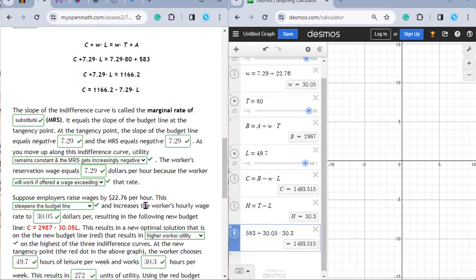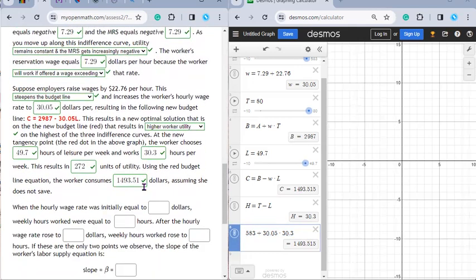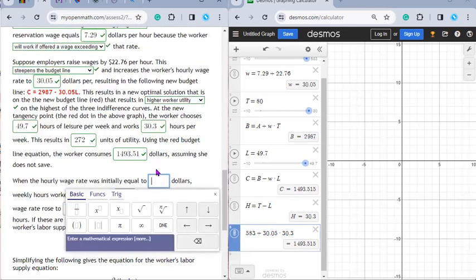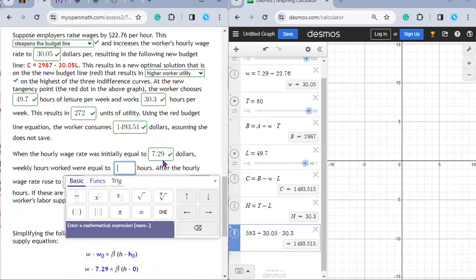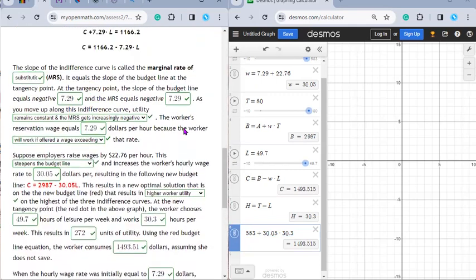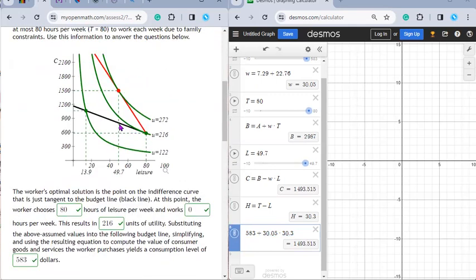All right. So $1,493.51. When the hourly wage was initially equal to, what was it initially equal to? $7.29. Hours worked was what? Hours worked was 0, right? So at the initial wage, hours worked was 0 because leisure was 80, right? Leisure was 80.